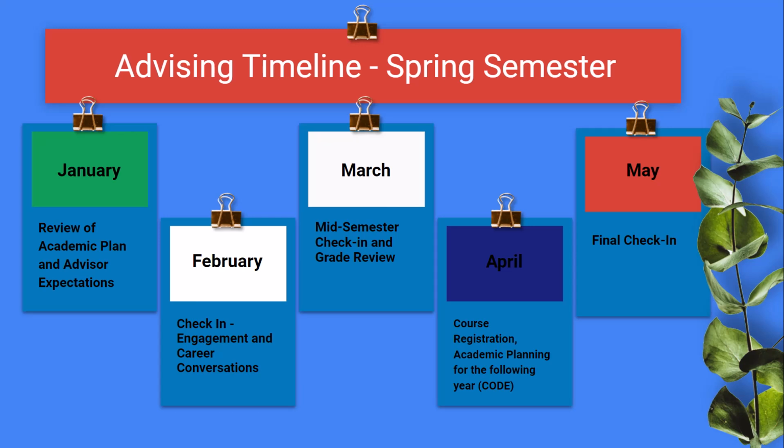And then again, a final check-in in May, looking at those grades, making sure that they were successful and don't need to repeat any courses, or reaching out about potential summer course offerings. And so I think this advising timeline gives us a good idea of when we should be reaching out to students, and that the onus isn't just on the student to reach out, but we would love to be proactive in how we support and collaborate with each other and with our students.